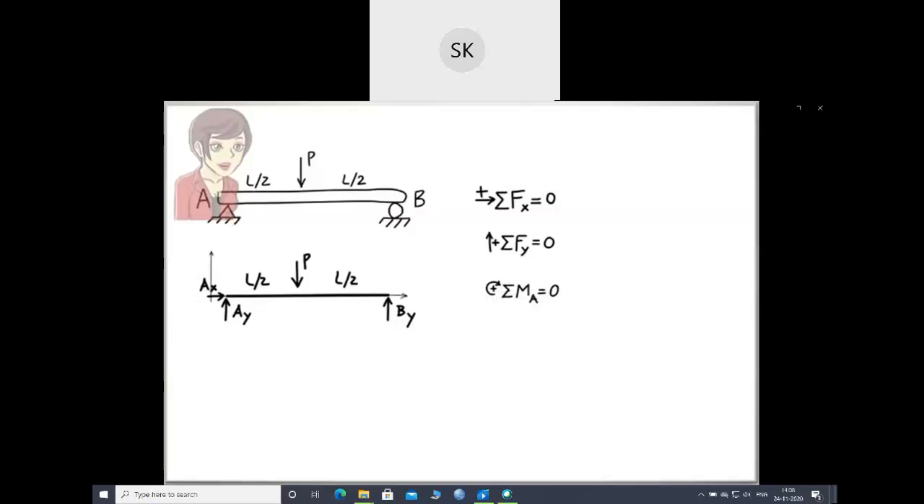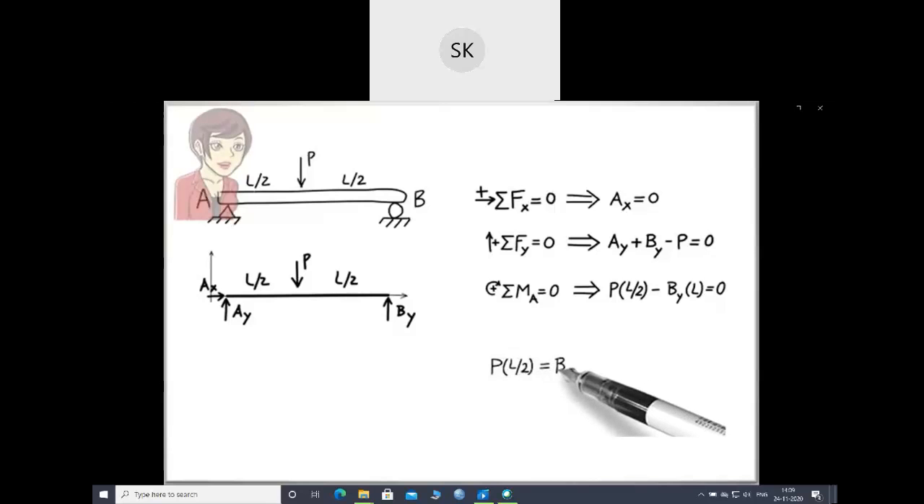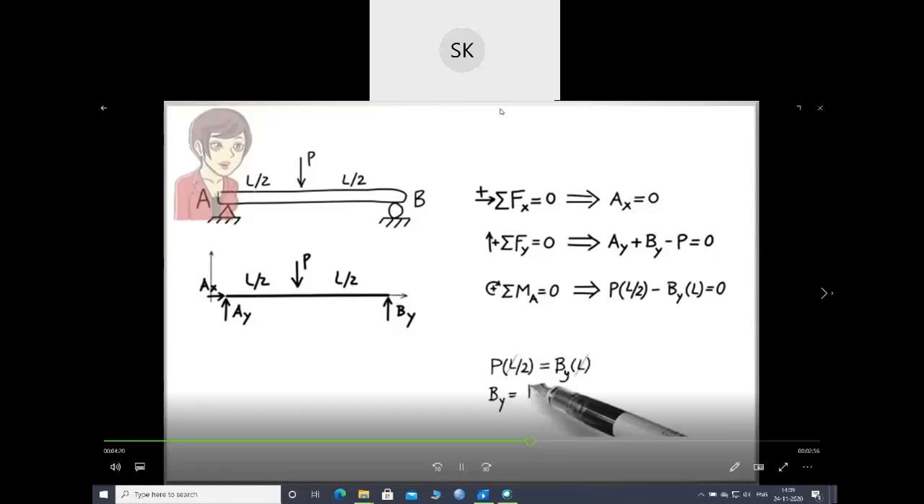The first equation in the expanded form gives us AX equals 0. The second equation gives us AY plus BY minus P equals 0. The third equation gives us P times L divided by 2 minus BY times L equals 0. Solving the third equation for BY gives us BY equals P divided by 2. Solving the second equation for AY gives AY equals P divided by 2.